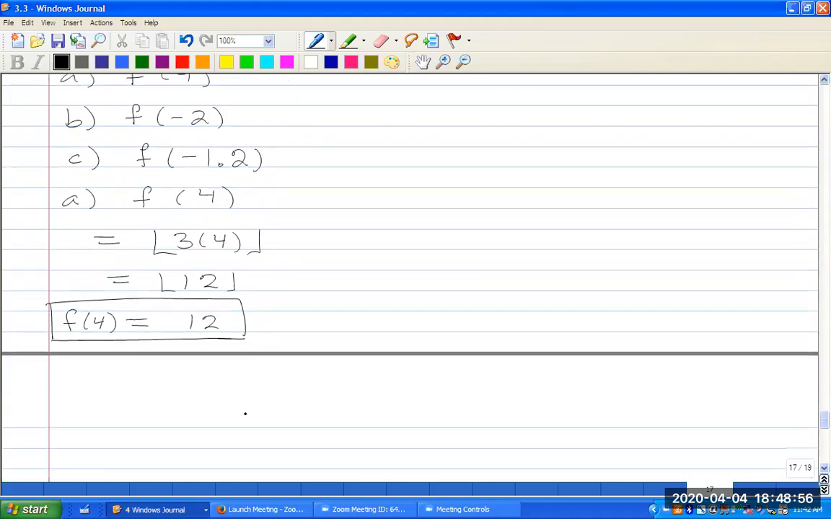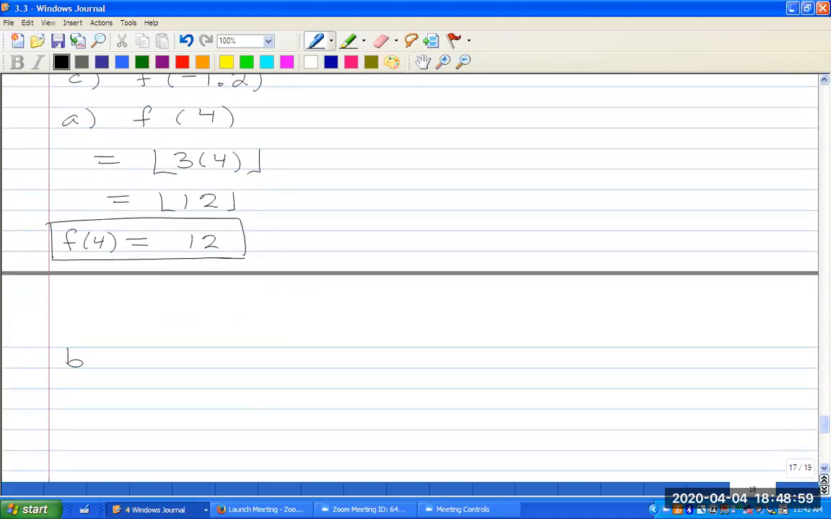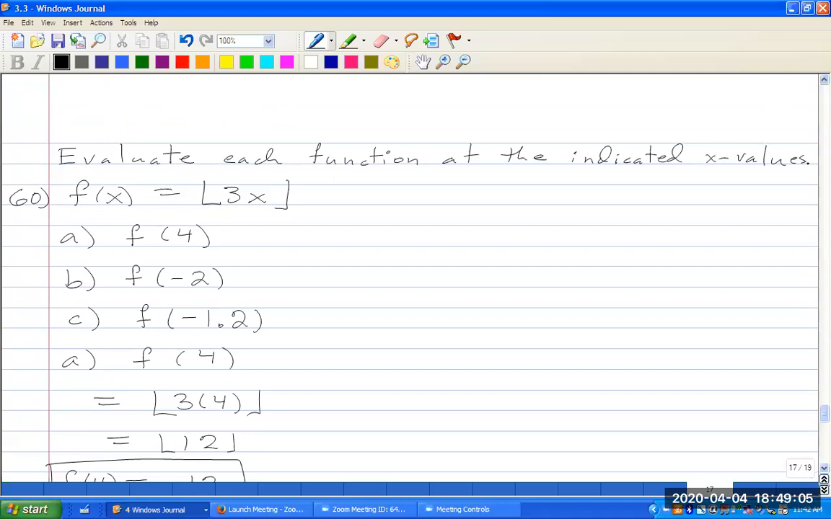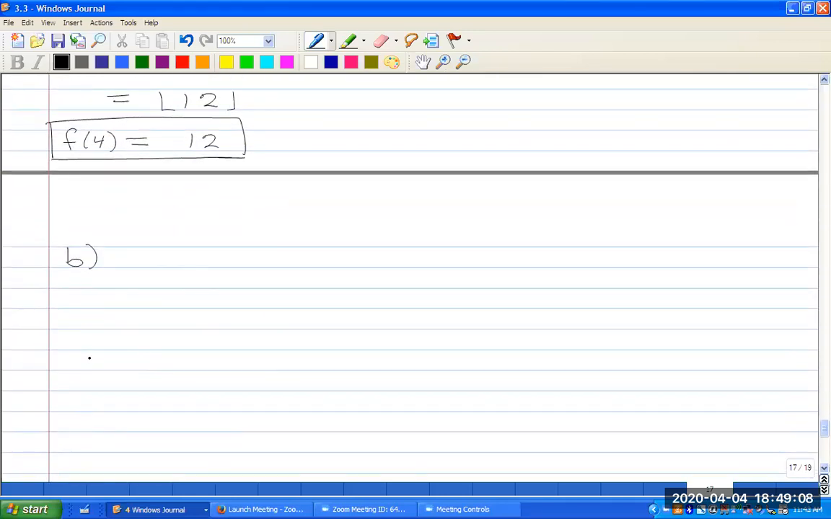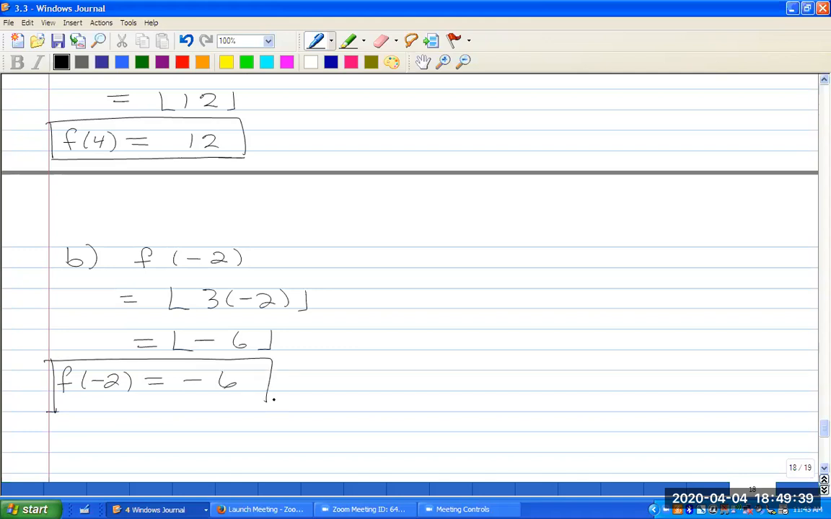Let me do part B. F at -2, and so this is just equal to 3 times -2, which is -6, and the greatest integer less than or equal to -6 will be, well, -6. It is an integer, and so f at -2 is -6.